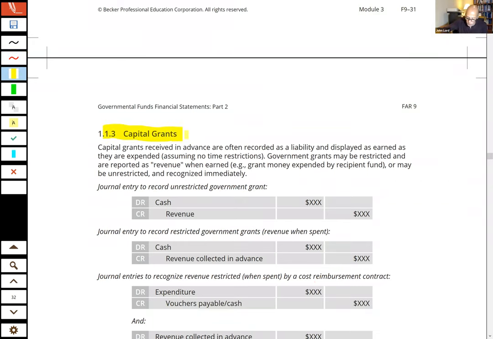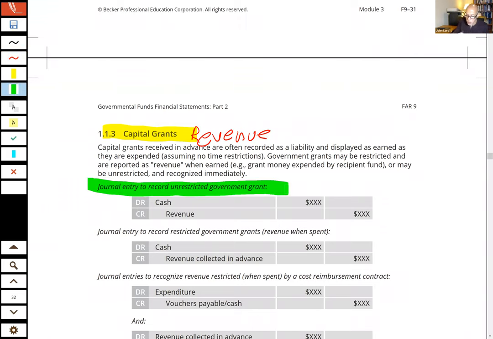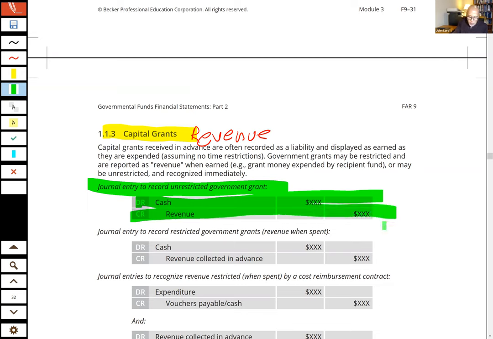Okay. Now you come over and they talk about capital grants. What happens here? Now this is a revenue. A capital grant is going to be a revenue when, say, a higher level of government, say the federal government, passes money down to a lower level of government, say a county. Now, if the money comes in and there's no restrictions as to time or eligibility, then of course it is revenue as soon as it comes in. Now, if there is some sort of restriction, in other words, we are not eligible for that money yet, then that would be considered a liability, a revenue collected in advance.